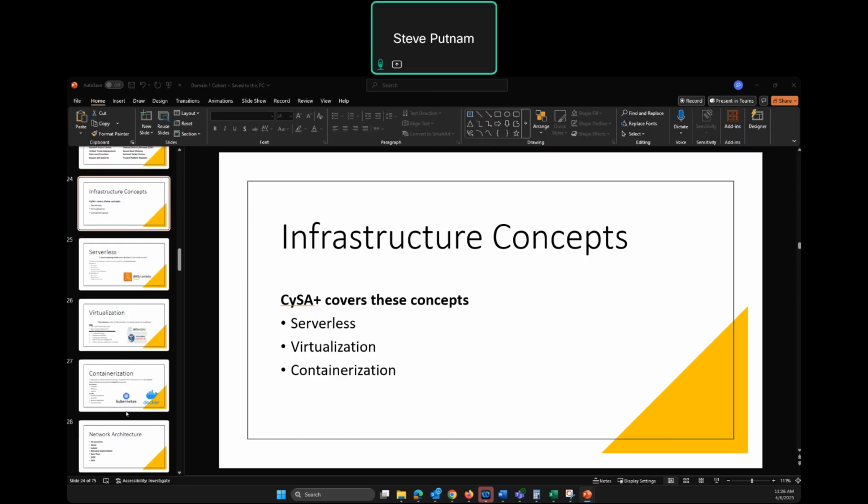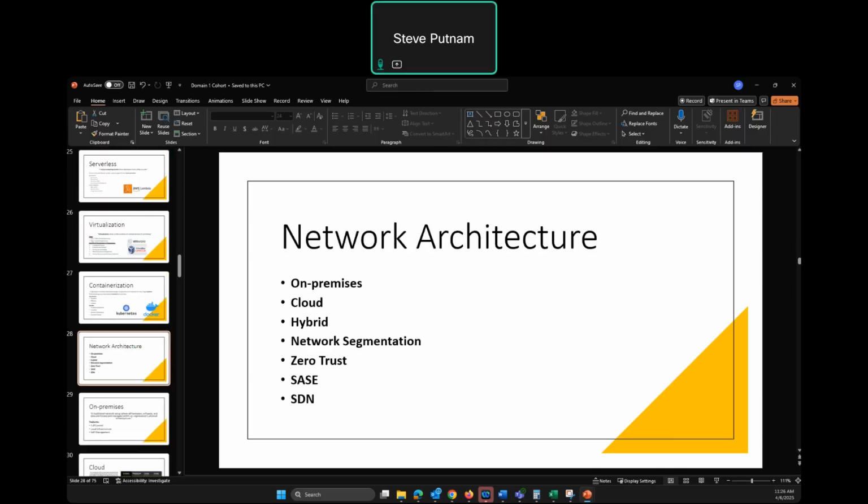So let's take a look at our network architecture. I kind of skipped over some of those because we went through them already. But your network architecture can be on-prem, it can be in the cloud, it can be a hybrid of both, in the cloud or on-prem, zero trust. I mean, all these different things.